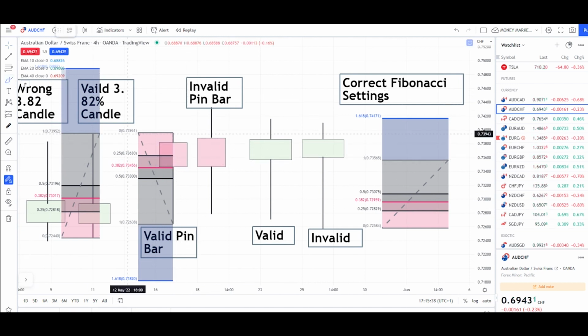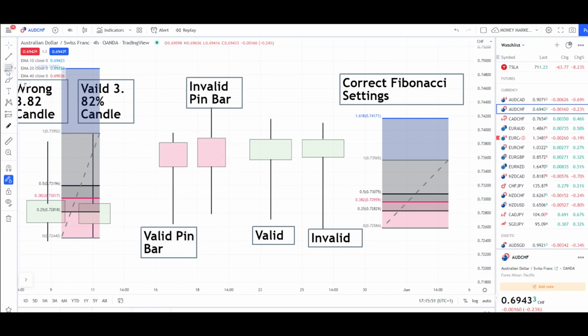So now you can see the 25% is right here. This retracement is over the body, means that it is a valid 25% candle. This is how you can check it. So let's check an invalid 25% candle so that you know what is not valid.